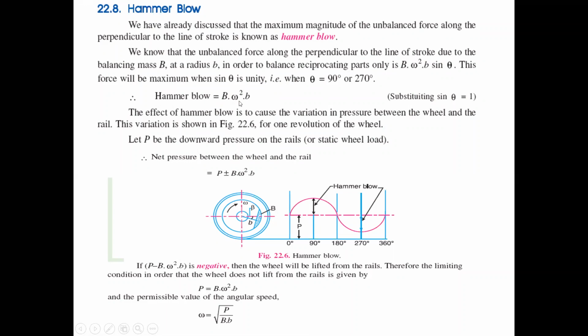Okay, that value is also 1. So now the effect of hammer blow. This is also one of the effects, the third effect. The effect of hammer blow is to cause the variation in pressure between the wheel and the rail.